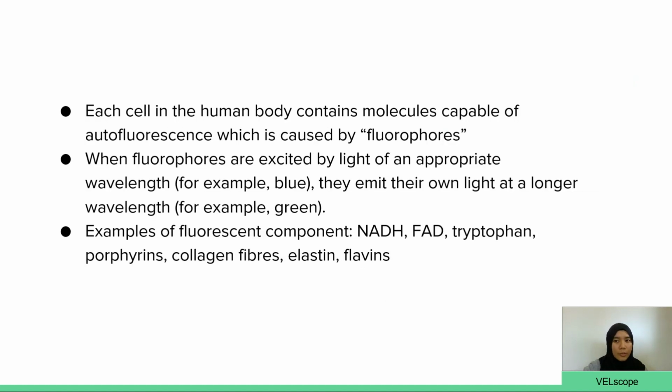Before I explain how Velscope works, we have to know that each cell in the human body contains molecules capable of autofluorescence, which is caused by fluorophores. When these fluorophores are excited by light of an appropriate wavelength, for example blue, they will emit their own light at a longer wavelength, for example green. Examples of fluorescent components are NADH, FAD, tryptophan, porphyrins, collagen fibers, elastins, and flavins.